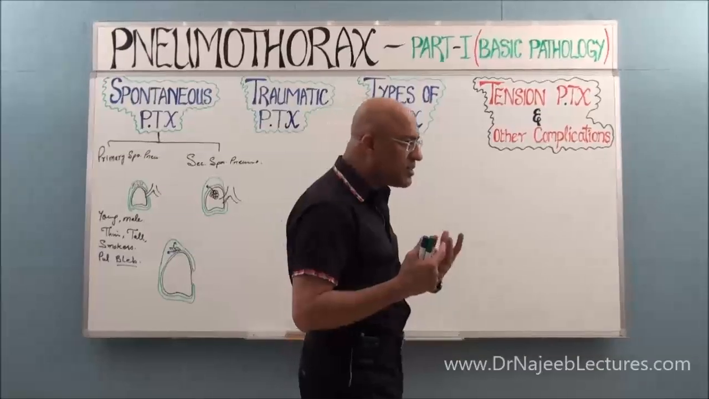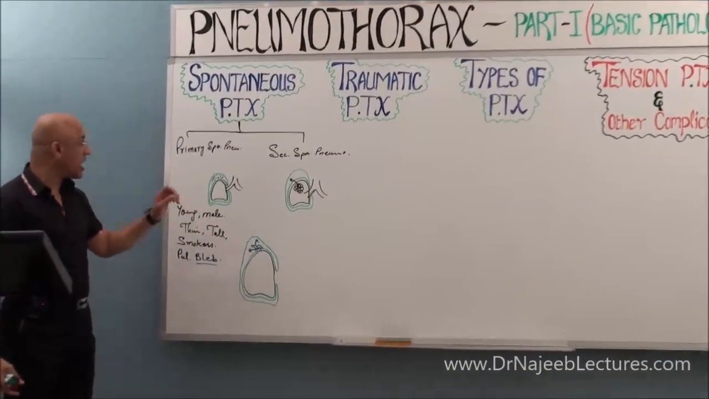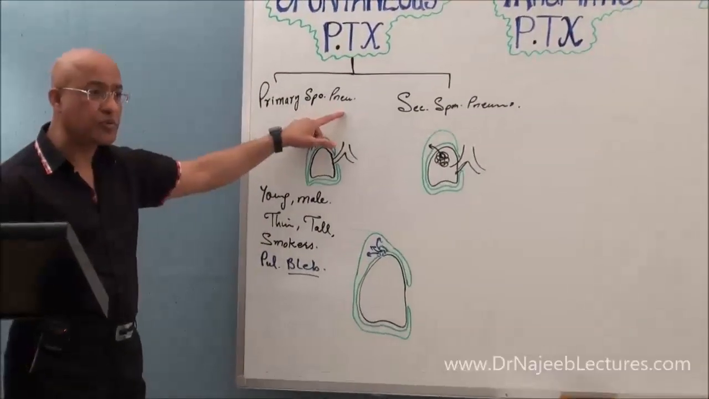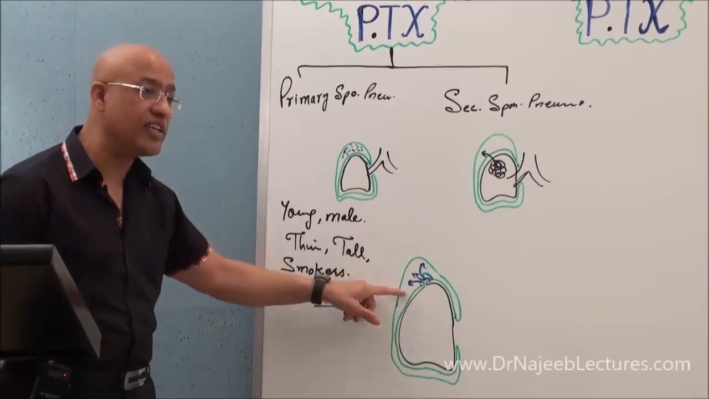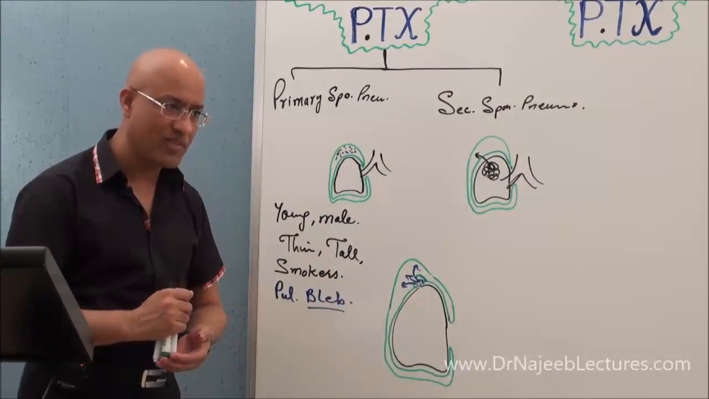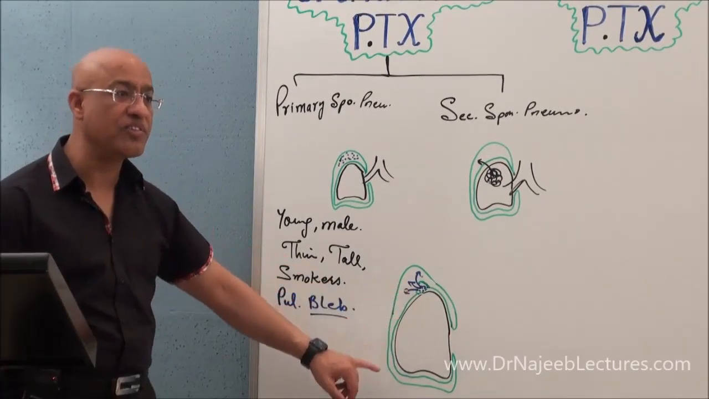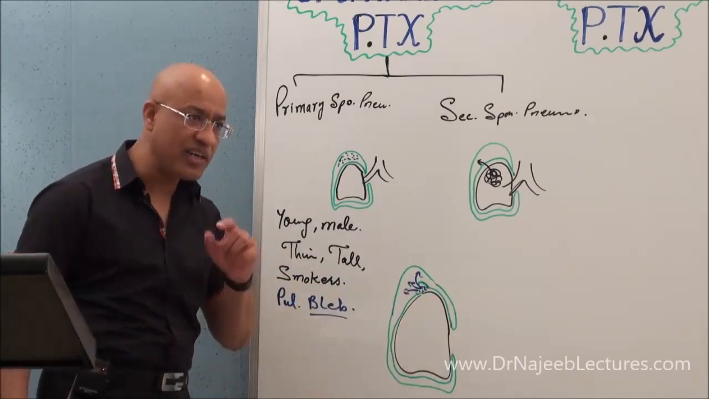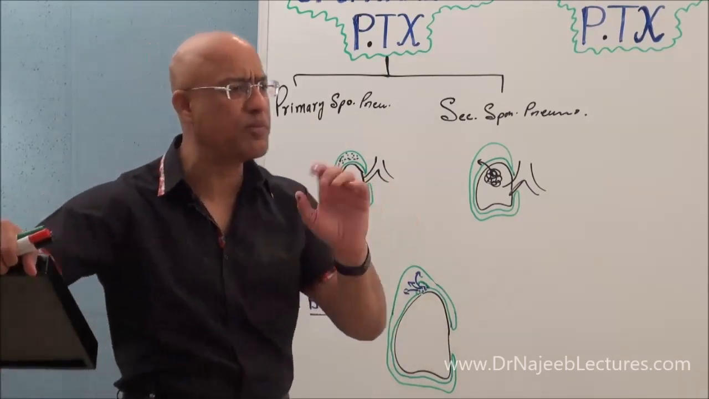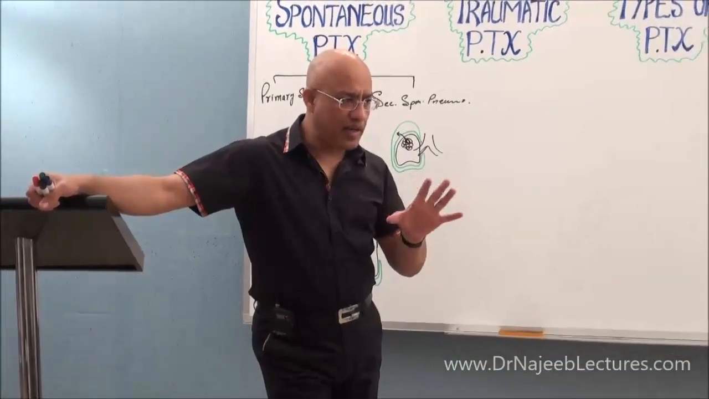Due to this reason, these patients who are diagnosed with primary spontaneous pneumothorax have a high tendency of recurrence, right? Because maybe today one bleb is ruptured, after 6 months another bleb ruptures, after 3 years another bleb ruptures. You're getting it, depending on how many blebs are there, right? So is that clear? Yes.